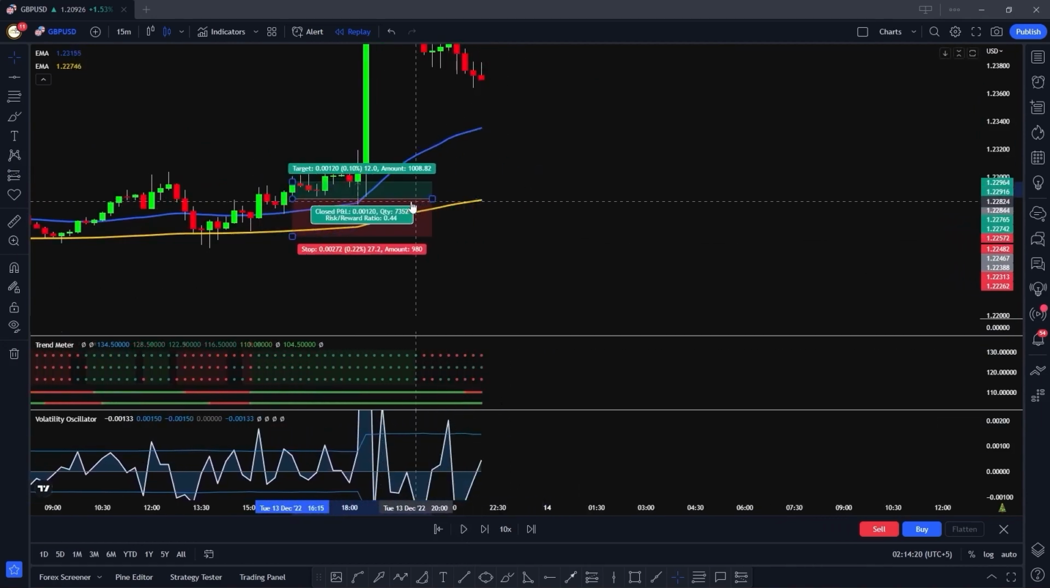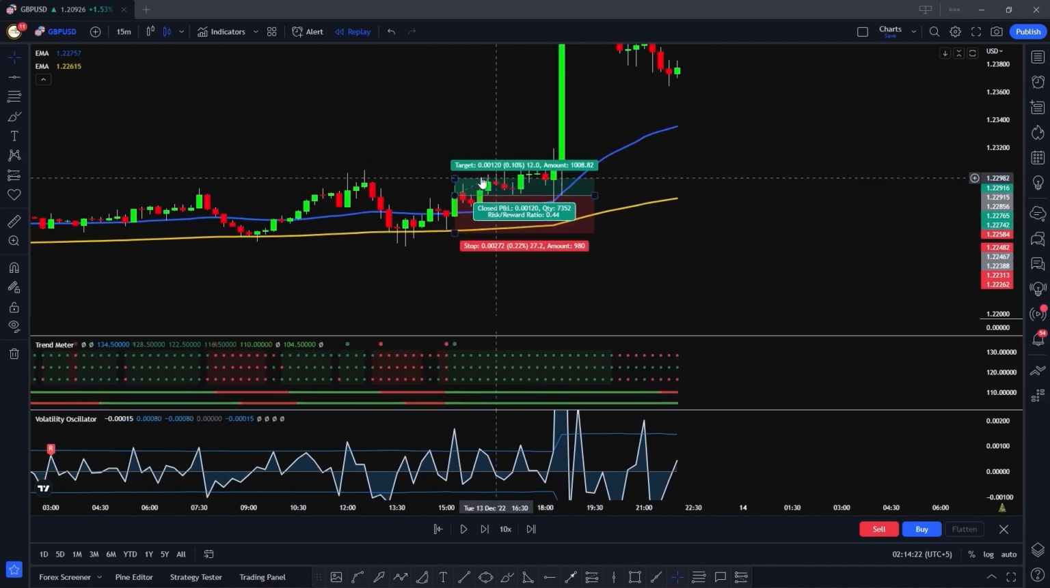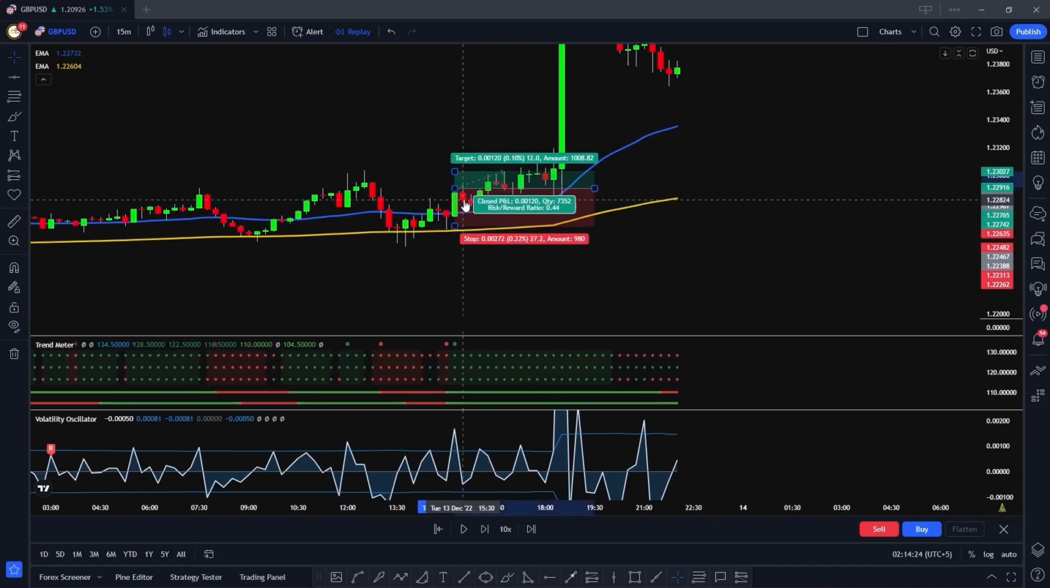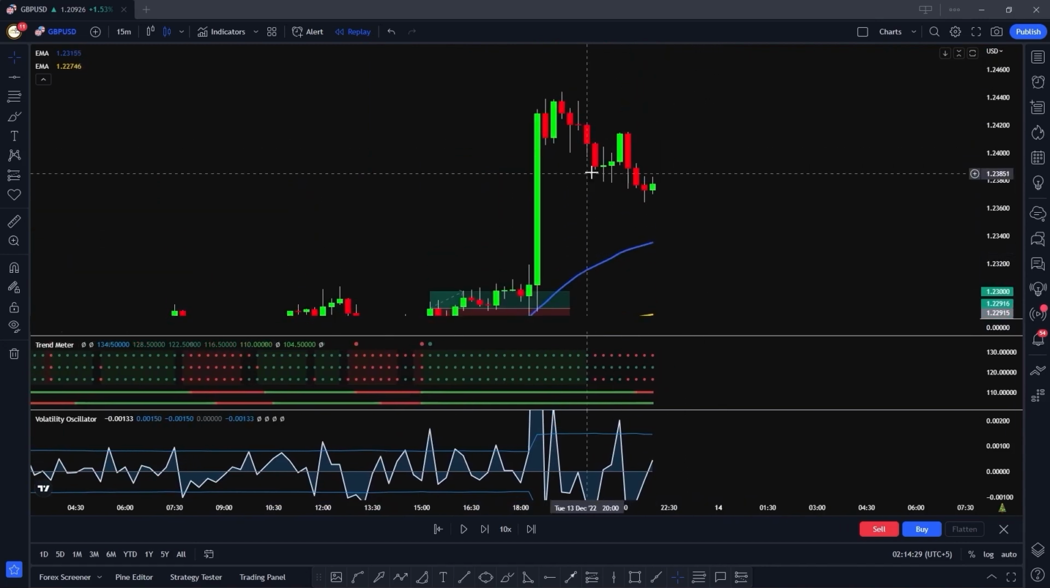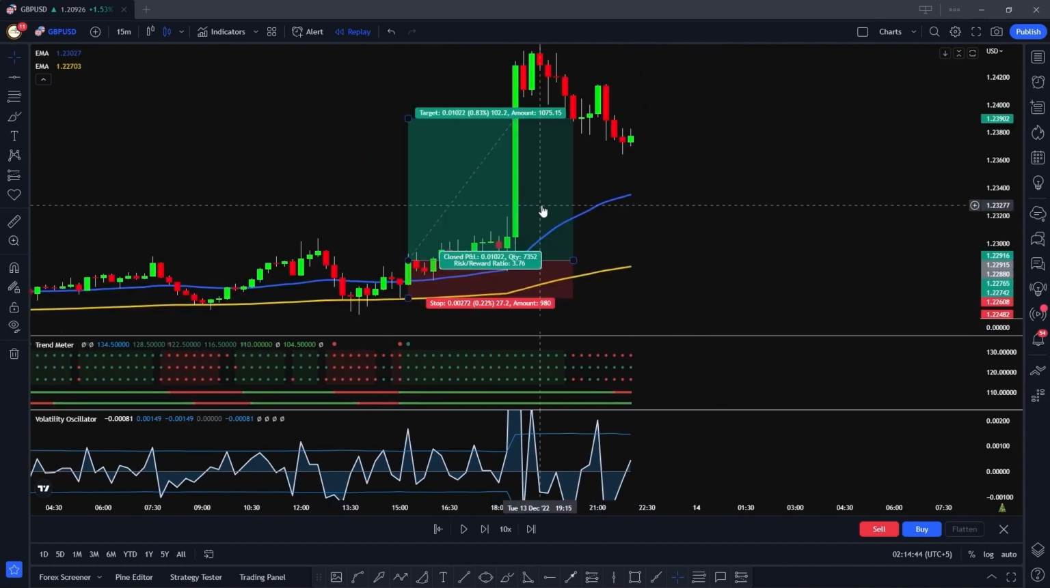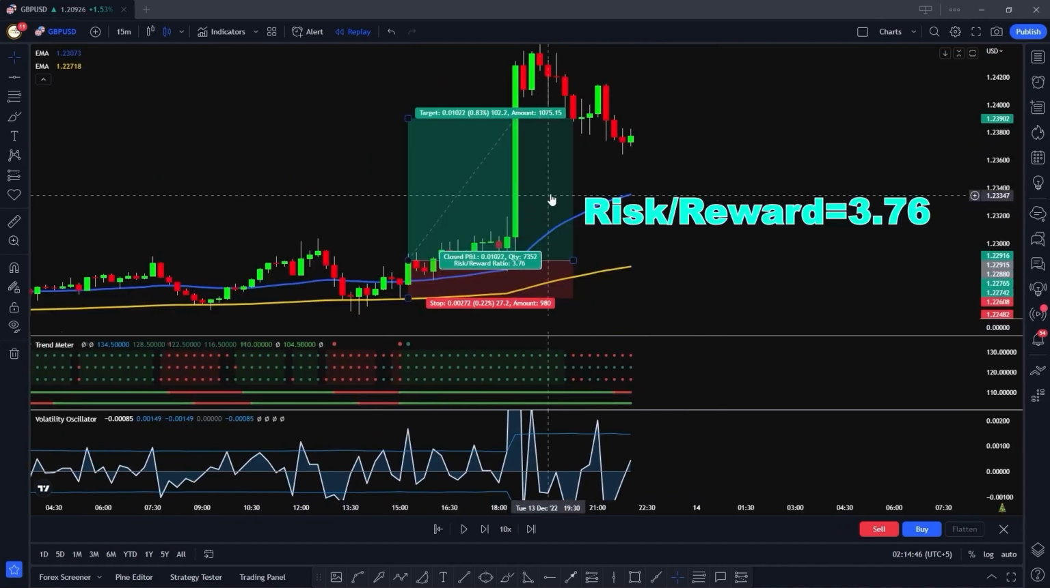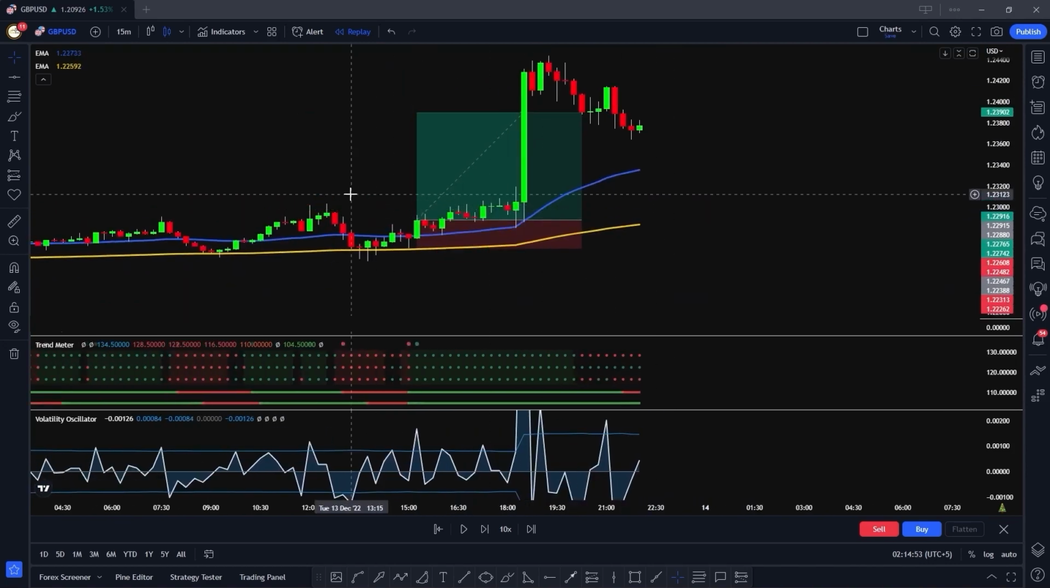So as you can see, our red dot formed here. So let me just again readjust this. So the red dot formed here. So we'll close our position at the close of this candle. Now this trade has given us a whopping 3.76 risk to reward ratio, which is very good. So this is how you can take long positions using this strategy.